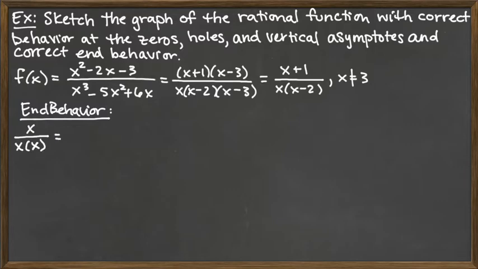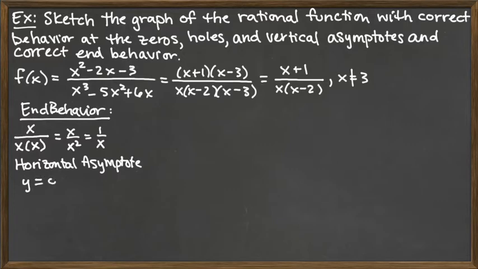So we are looking at x over x squared, which we could reduce to 1 over x, and the behavior of 1 over x has a horizontal asymptote that's the x-axis. So that would be the horizontal asymptote y equals 0. That's the x-axis. Okay, so there's our end behavior, and so now let's take a look at zeros.